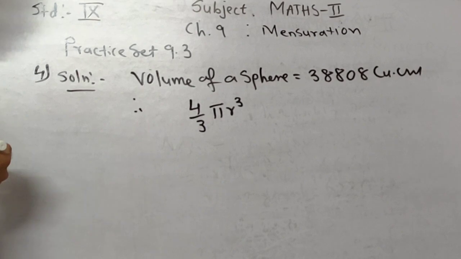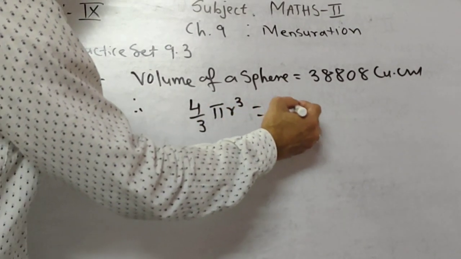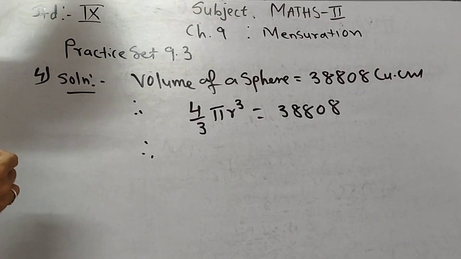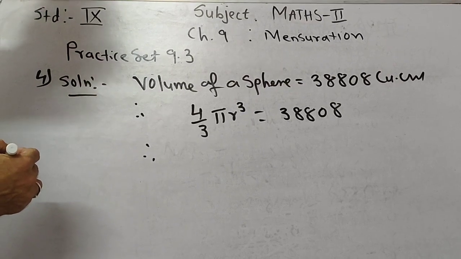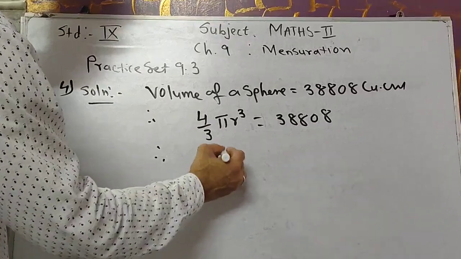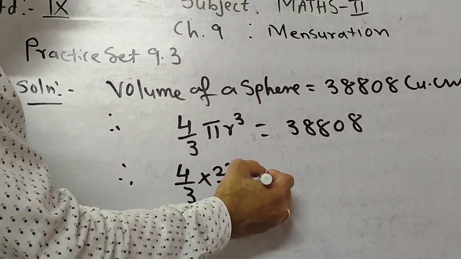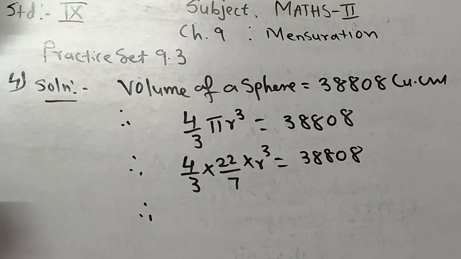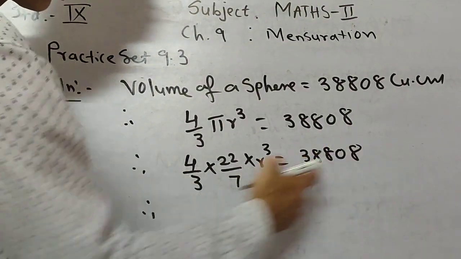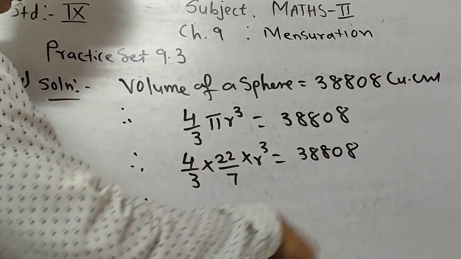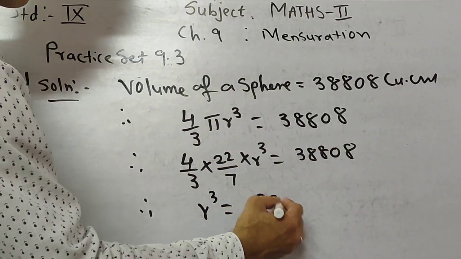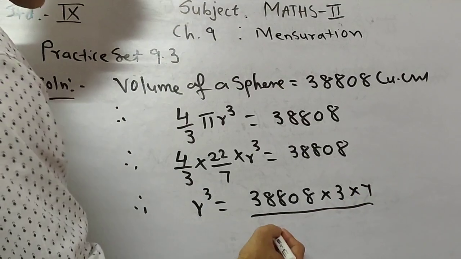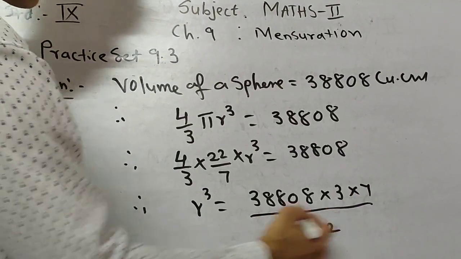4 upon 3 pi r cube is equal to 38808. Pi value here is given as 22 upon 7. So 4 upon 3 multiplied by 22 upon 7 into r cube is equal to 38808. Now this down number will come up, and the numerator number will come down. So r cube is equal to 38808 into 3 into 7 upon 4 into 22.